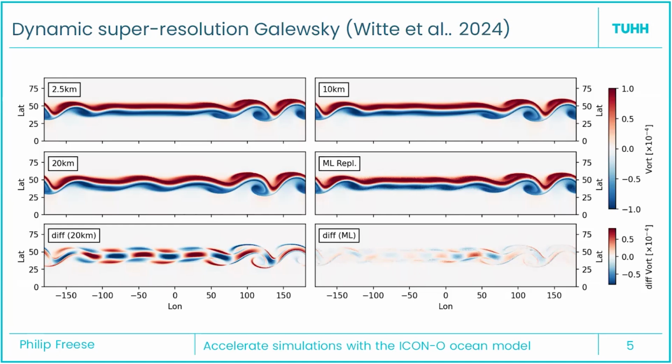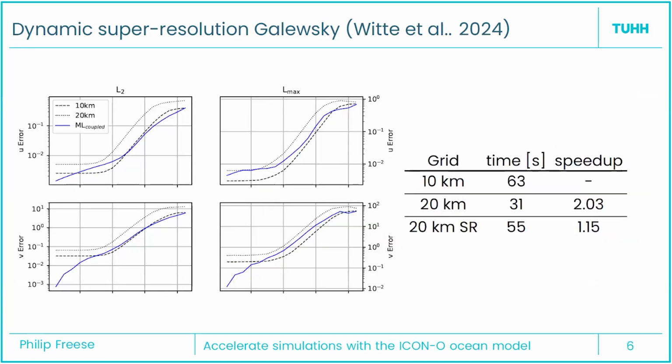And of course, you can also have a look at errors and errors over time. In these plots on the left, the x-axis is time in days. Usually we compute for 7 days. I hope you can see that you have the dotted line and the dashed line. The dotted line is the 20 kilometer one, the dashed line the 10 kilometer, and the blue line is our ML correction. You see that we are always below the 20 kilometer simulation, okay? And this is what we want to achieve in the end.